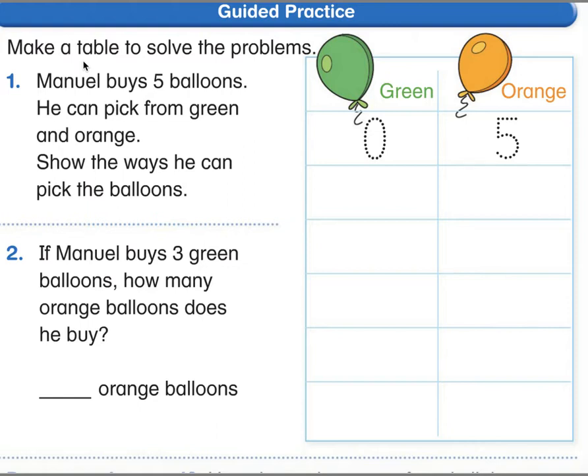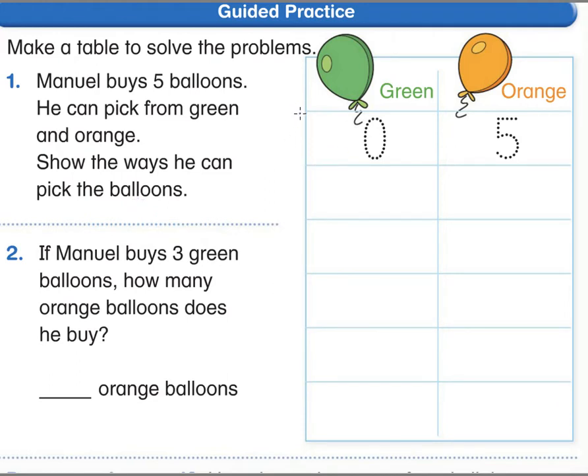Okay, I think everyone should be ready. Let's see what kind of story they're telling us today. Let's read it. Manuel buys 5 balloons. He can pick from green and orange. So he has 2 colors to pick from. Show the ways he can pick the balloons.